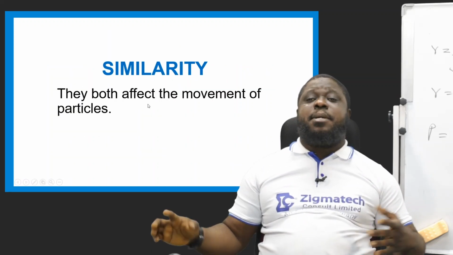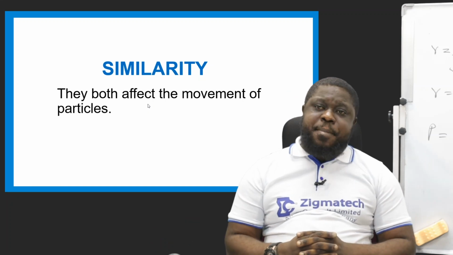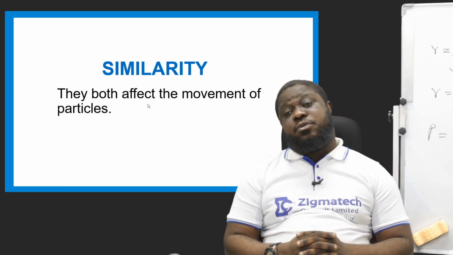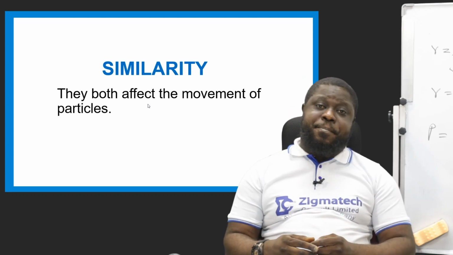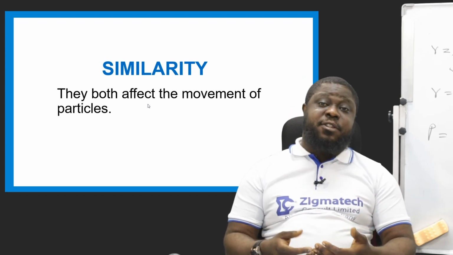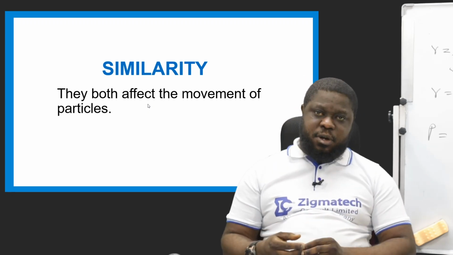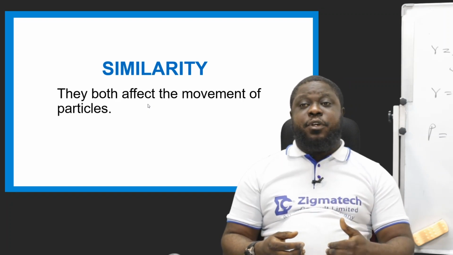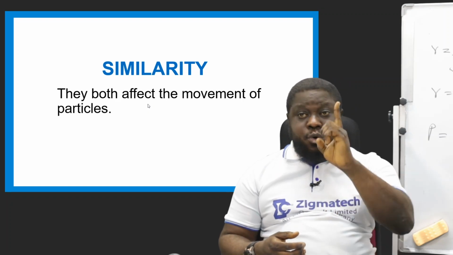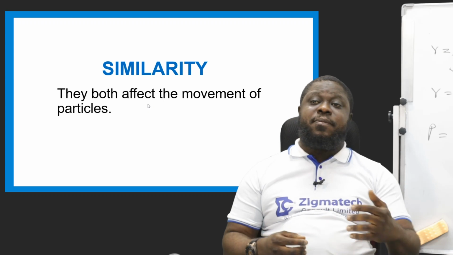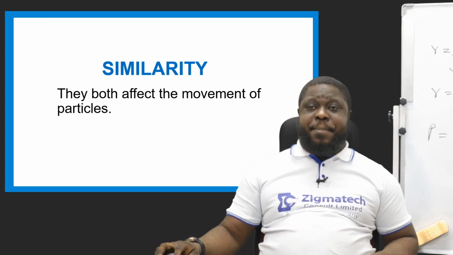Now, the similarities between both of them: they both affect the movement of particles. Diffusion is the movement of particles from high to low concentration. Effusion is the movement of particles through a pinhole. So both of them affect the movement of particles.